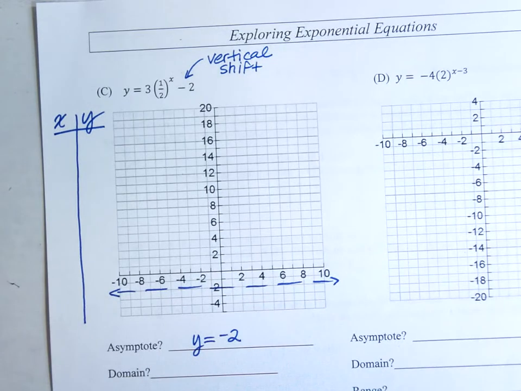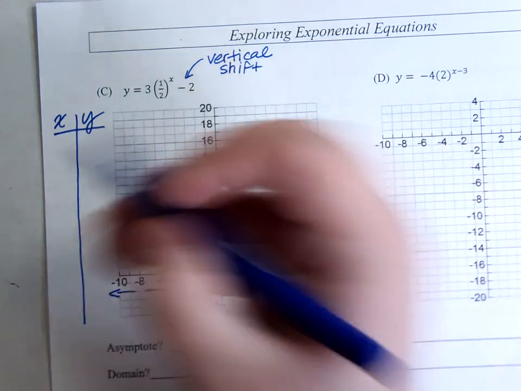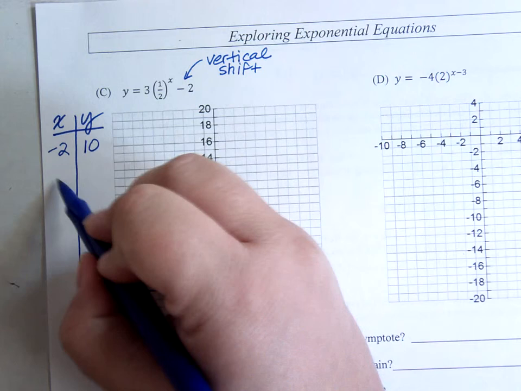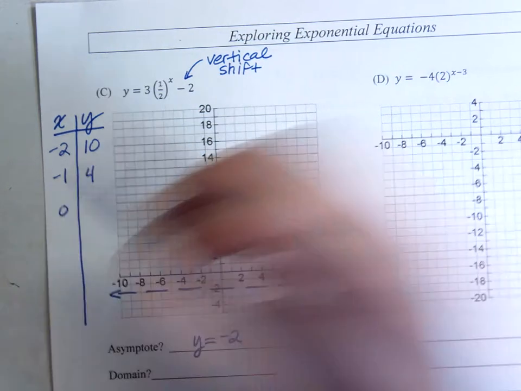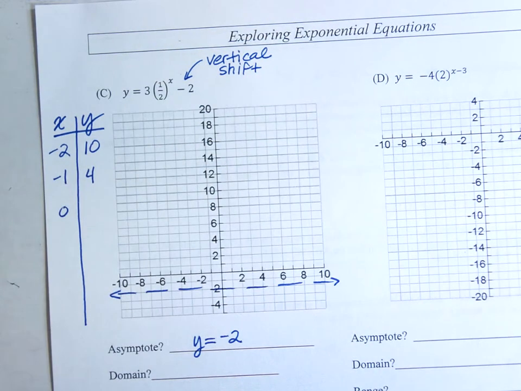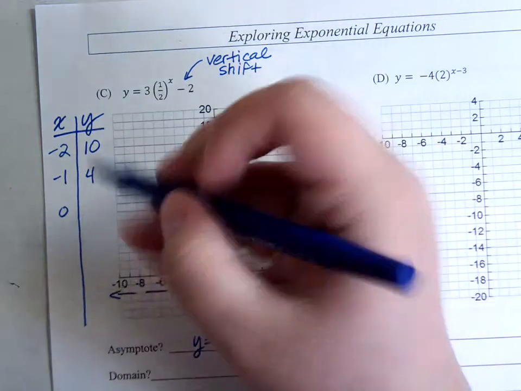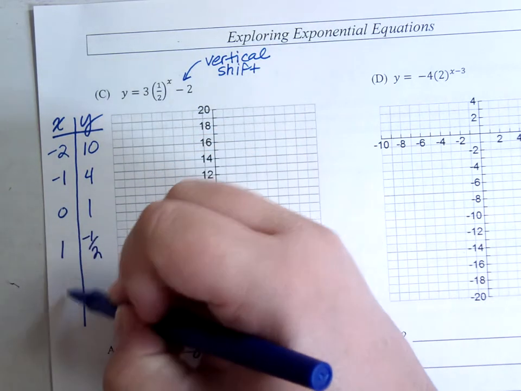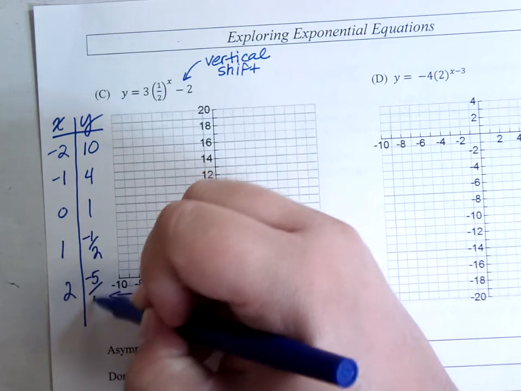We can't cross it. All right, I'm going to do the same points we were using on the other ones. We've got -2, 10; -1, 4; 0, 1; 1, -1/2; and 2, -5/4. Now let me point something out about this.